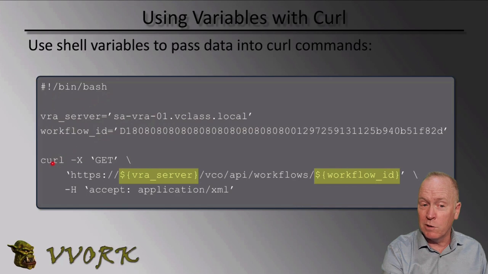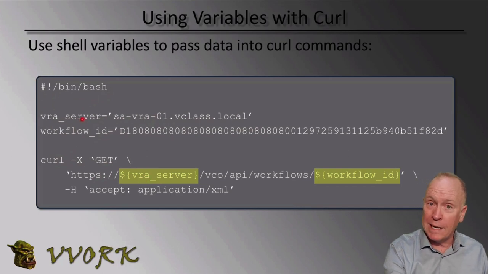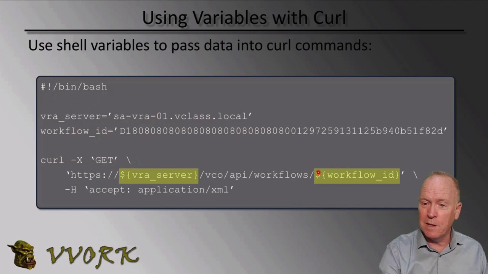So in these two lines, we're setting the value of two different variables. Then we can use the curl command to say we want to do an HTTP GET. We want to go to this URL, and notice this URL has certain things that we're no longer hard coding. We're not hard coding the FQDN or the IP address of the server here. Instead, we're using the variable that we set up previously. And same thing for this workflow ID. We're not hard coding the workflow ID. We are using the value of this variable called workflow_ID.